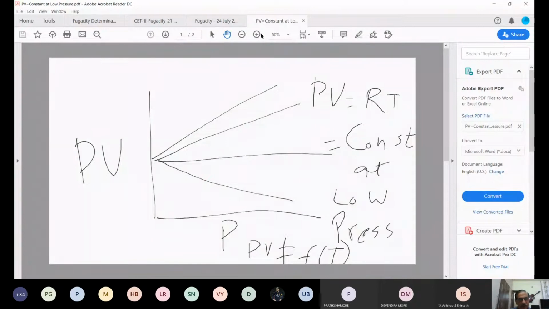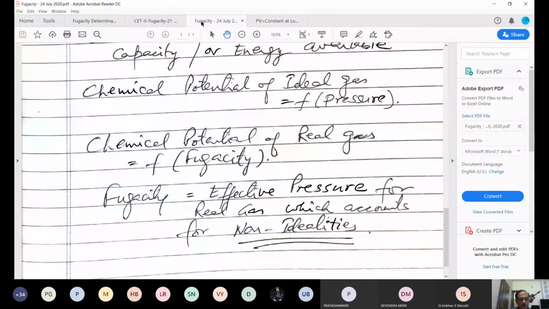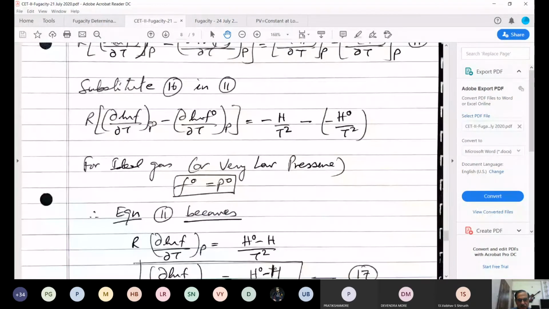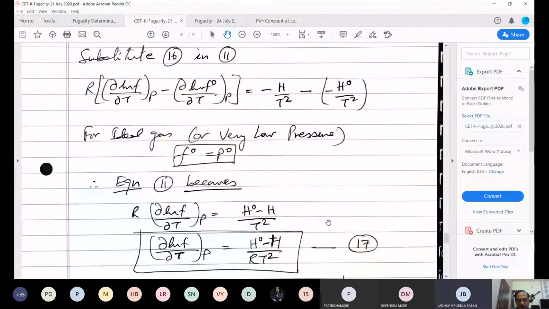Right? So we can take this derivative as 0 because it's not a function of temperature, and we get only this term. So R ∂ln f/∂T at constant pressure is equal to H0, which is positive, minus H, divided by T square. We take R here: ∂ln f/∂T at constant pressure is equal to (H0 minus H) by RT square.